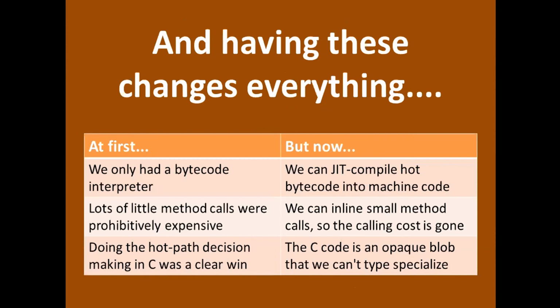These things change everything. At first we only had a bytecode interpreter, but now we can JIT compile it into machine code. Before, lots of little method calls were really expensive, and you did some tricks to avoid them. But now we can just inline them, and the cost is kind of gone. And in the past, doing the hot things in C was kind of a clear win. But nowadays it's really not, because the C code is just this opaque blob of stuff that we can't see inside, and so we can't use all the type information that we've gathered to optimize. It's actually worse for us that things are in C for fastpaths now. That doesn't mean it was a mistake to build the VM that way in the first place. We didn't immediately have the budget to build a VM doing all of these different things, but with time we have built them, and we're in a very different place.